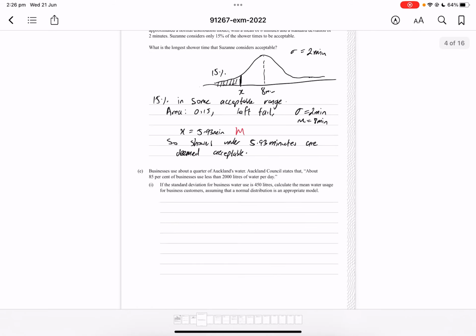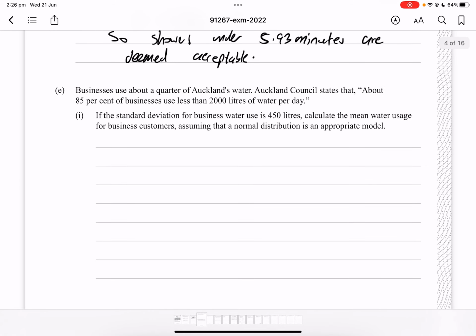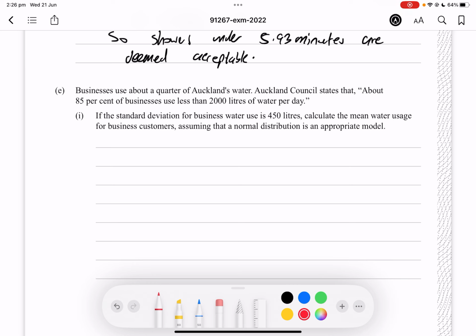Okay. Question E. Businesses use about a quarter of Auckland's water. Auckland Council states that about 85% of businesses use less than 2,000 liters of water per day. If the standard deviation for businesses' water is 450 liters, calculate the mean water usage for business customers, assuming that the normal distribution is an appropriate model.